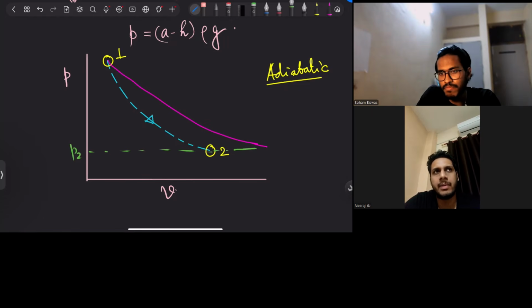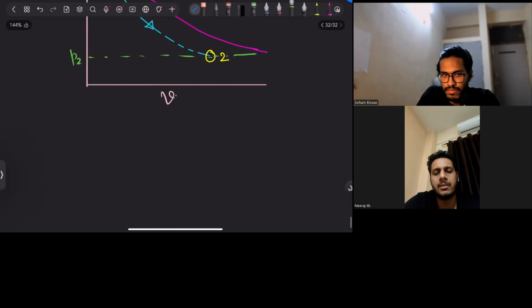Considering that air is an ideal gas, this process is an isothermal process and the pressure is the same. Both will have the same pressure, but the isothermal will have comparatively lower temperature because it got an opportunity to transfer the heat. So it will have comparatively higher volume.